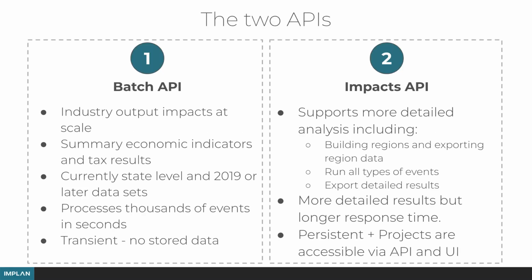So our API solution actually consists of two APIs. First is the batch APIs. This allows you to do industry output impacts at scale. It returns summary economic indicators as well as tax results. It currently only supports state level in 2019 or later data sets, but we'll be expanding both the geographic as well as data set supported over time. And it allows you to process thousands of events in just seconds.